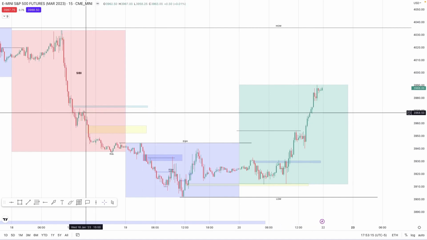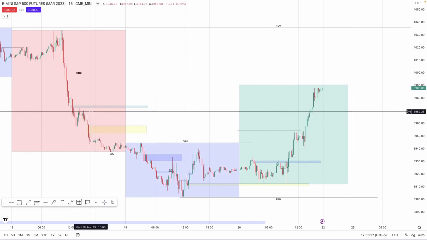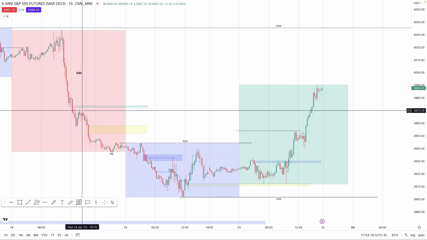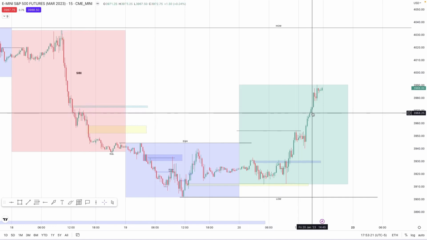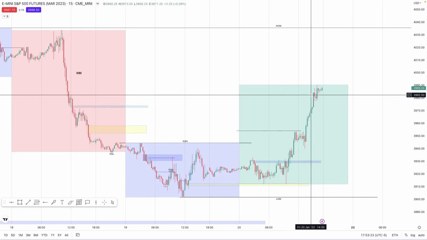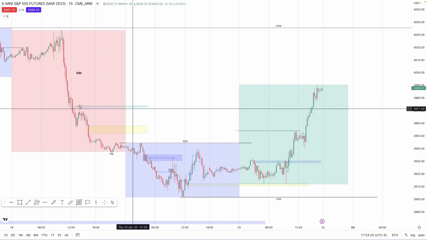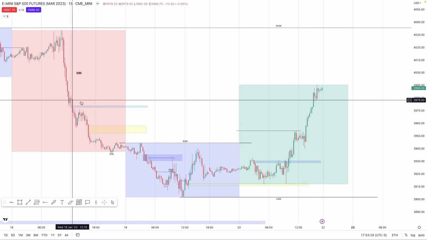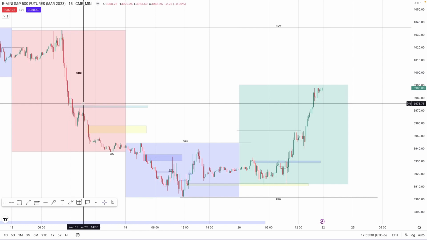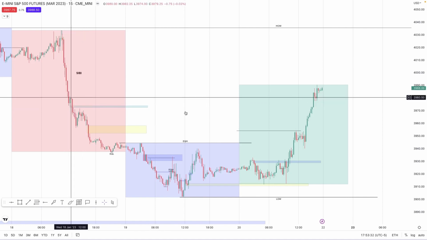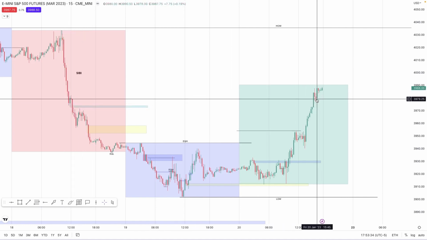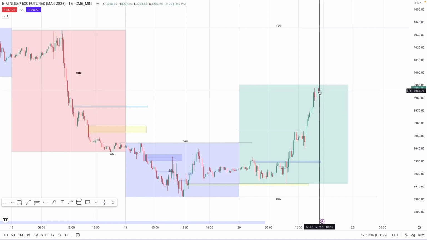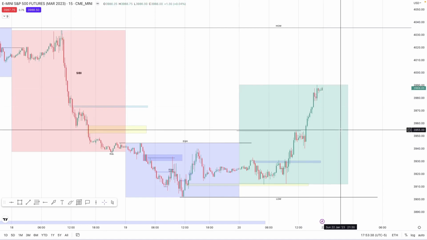So once we got above this action right here, as you can see, we wick up and then we make a nice run up with displacement right through this order block. So it displaces through there, negating this. And then we had our little bit of retracement and finish out with the close of the week.